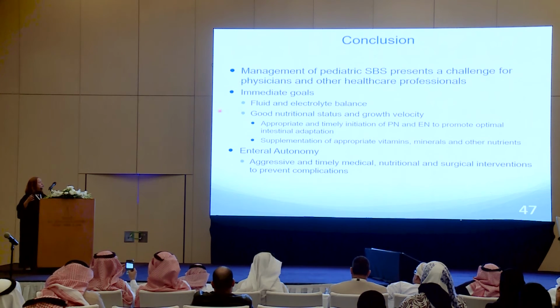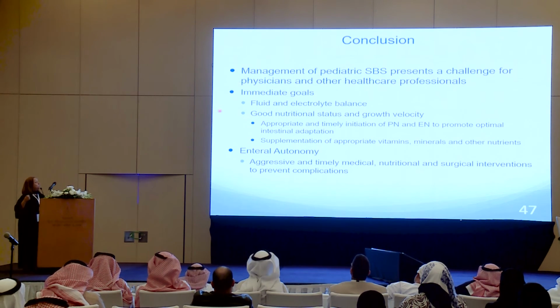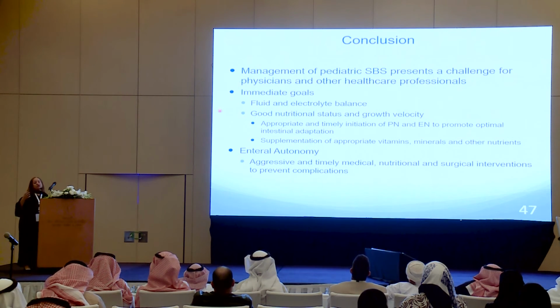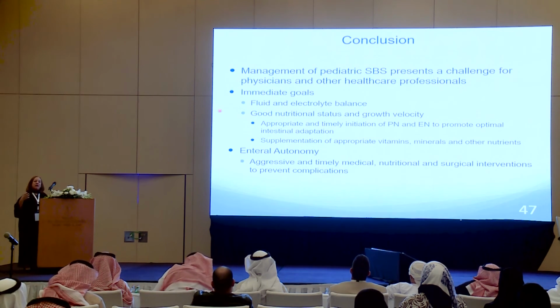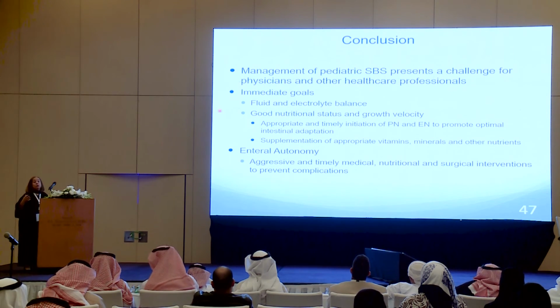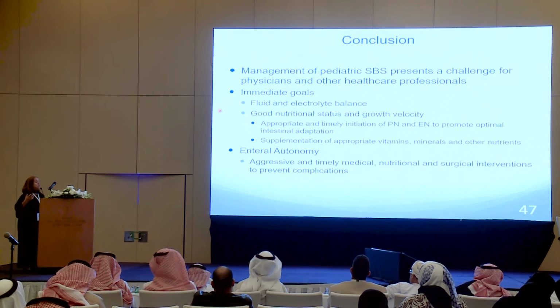Then immediate goals should be fluid and electrolyte balance, good nutritional status, and growth velocity. Remember, these are children. What they are supposed to do is grow and develop. If they cannot achieve that, it's going to be a problem. This child came to us severely malnourished because the doctors were concerned that if they gave too many calories, the liver would get destroyed. But if you don't give enough calories and they don't grow, maybe you are not delivering the care appropriately.